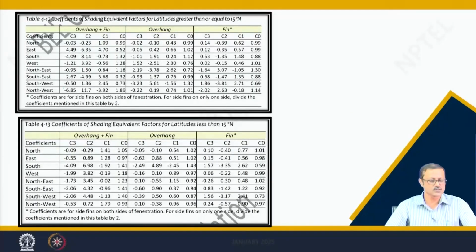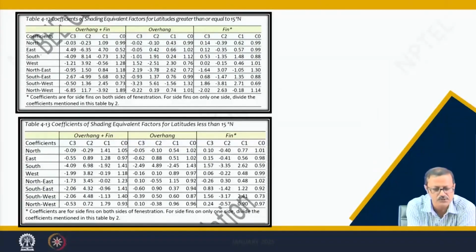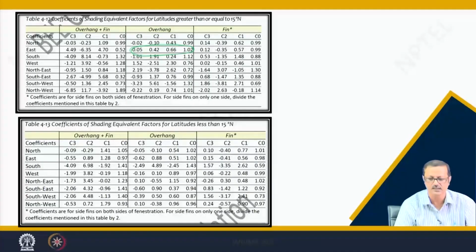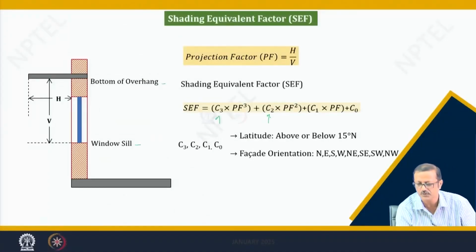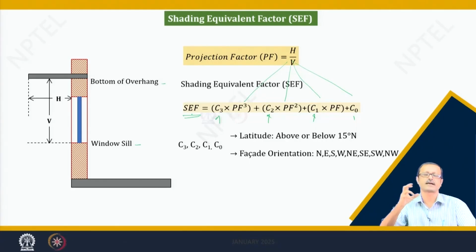Suppose those are the overhangs. For overhang, my values are these. Suppose my windows are in the east. So, C1, C2, C3 and C0 are these 4 values. They have to be taken into the earlier equation. Those values have to be put over here, and PF I know from this. I will compute the ACF, and ACF will always be greater than 1, and that will give some reduction in the SHGC value.